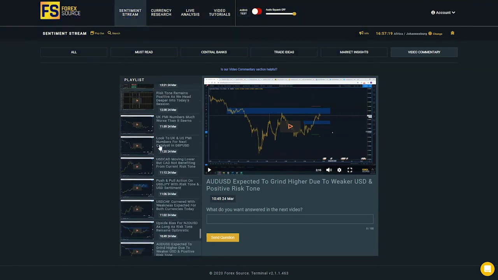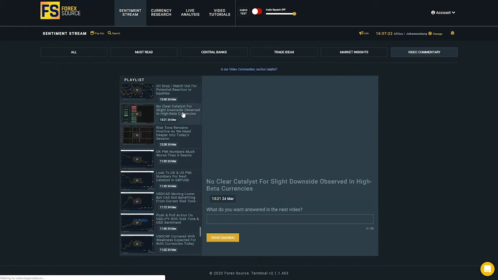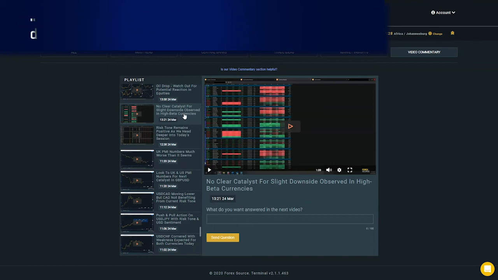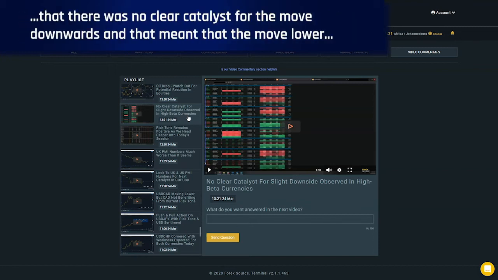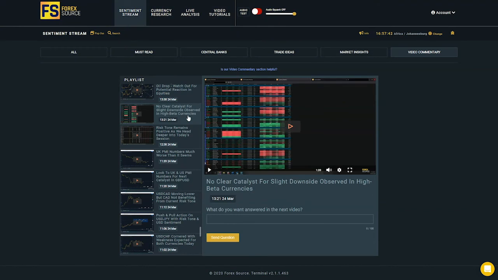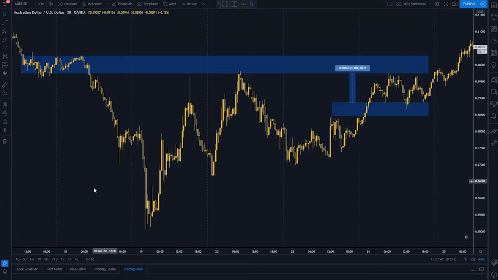Now, during the 24th, later in that same session, we had a very sharp pullback in all the high beta commodity based currencies like the Aussie, the CAD and the Kiwi, and we made a very quick update highlighting that there was no clear catalyst for that move downwards, and that meant that the move lower could be used as the ideal opportunity to buy the Australian dollar versus the US dollar at a much better level like the one we had marked out on the chart in our video prior on that day. So quickly jumping to the chart, we can see that this overall level of support is where we highlighted as a good spot to consider re-engaging the pair to the upside, and that we could have used this most recent resistance zone as a good spot to take profit on any moves to the upside.